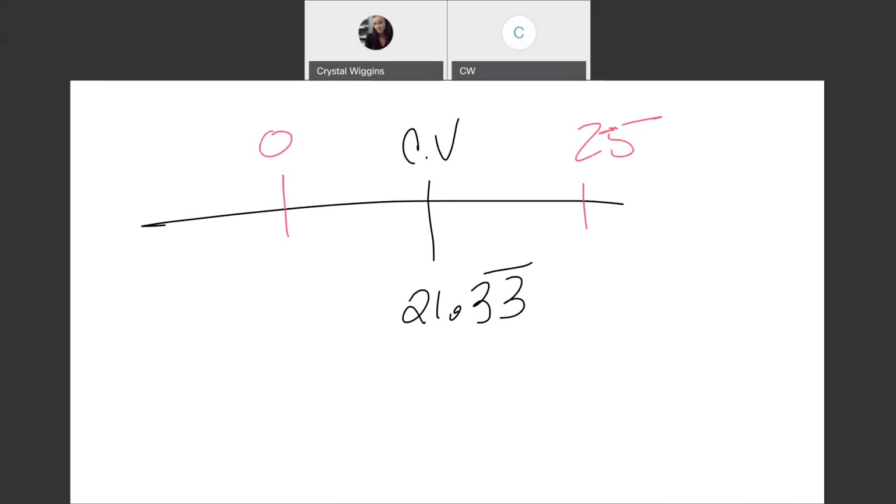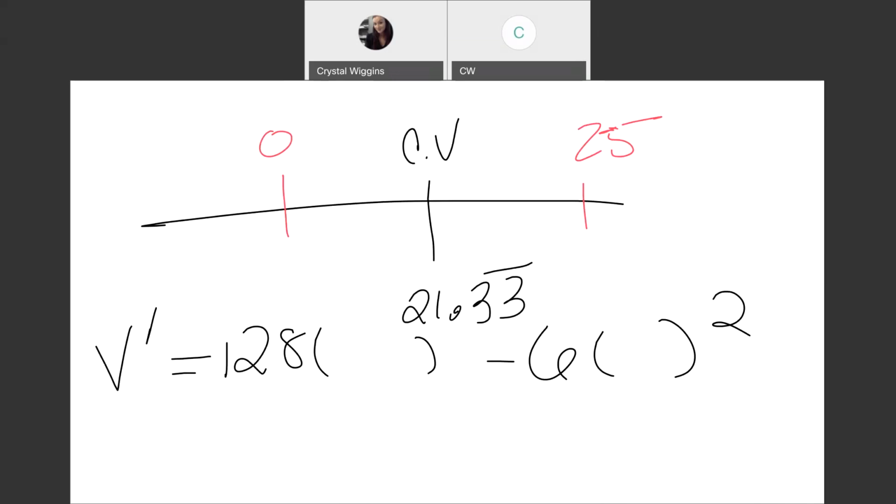So we have the derivative of volume is equal to, and that was 128W minus 6W squared. So we are putting in, for our first test point, 0. Well, that's easy to calculate. That comes out to 0.